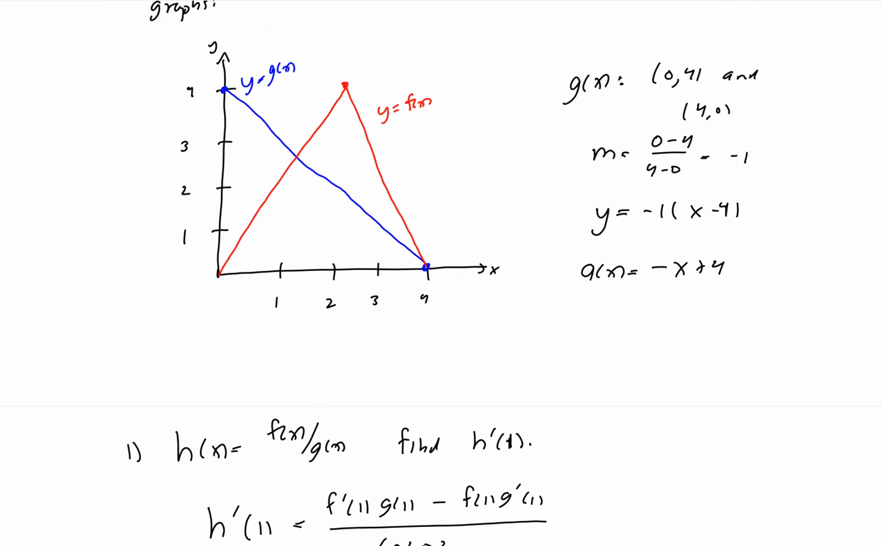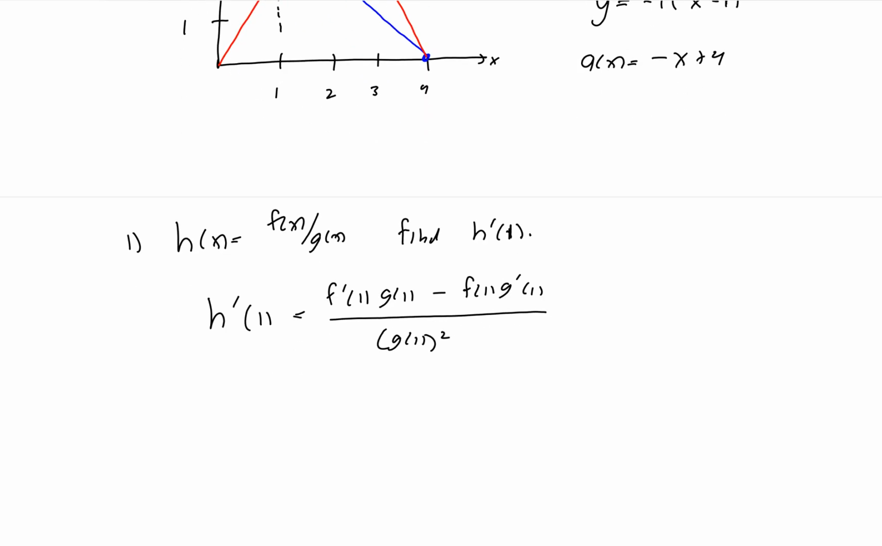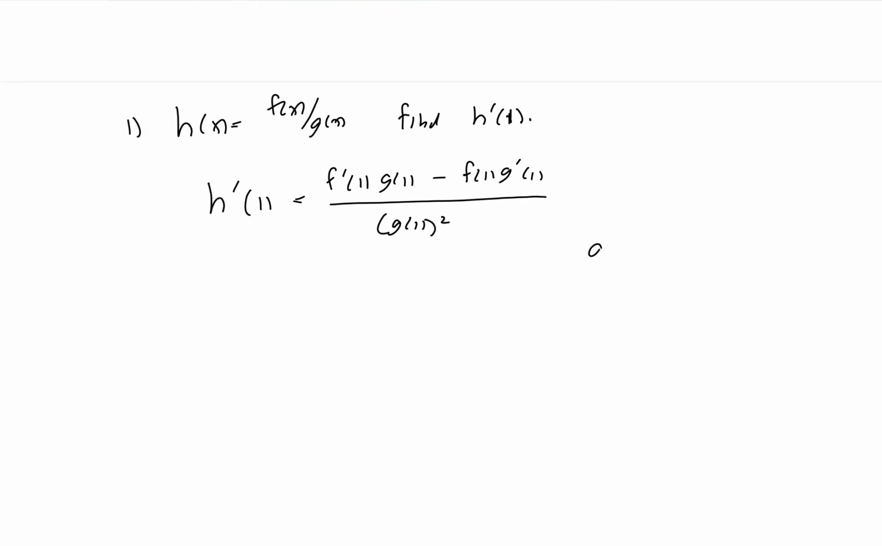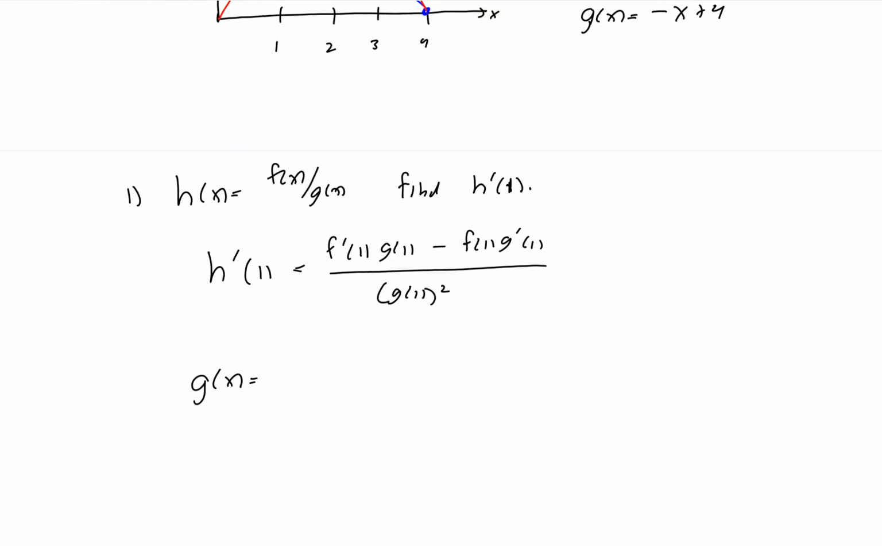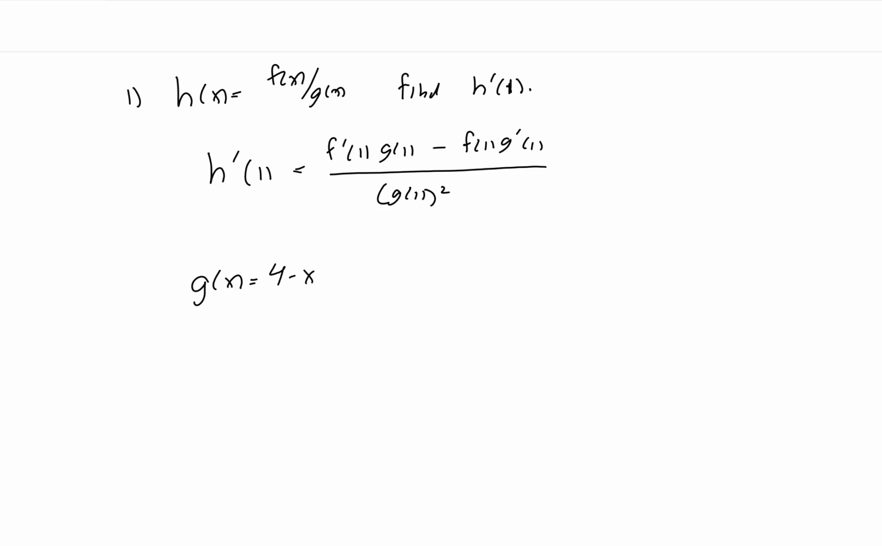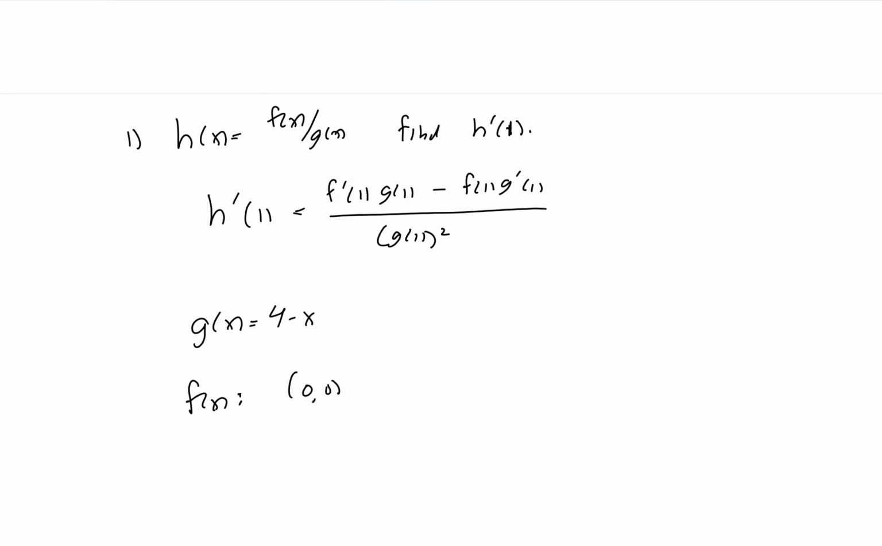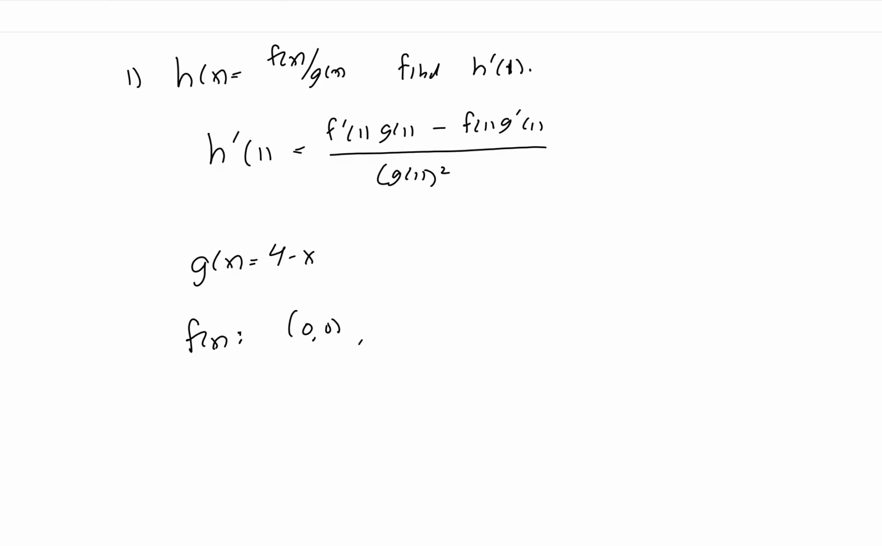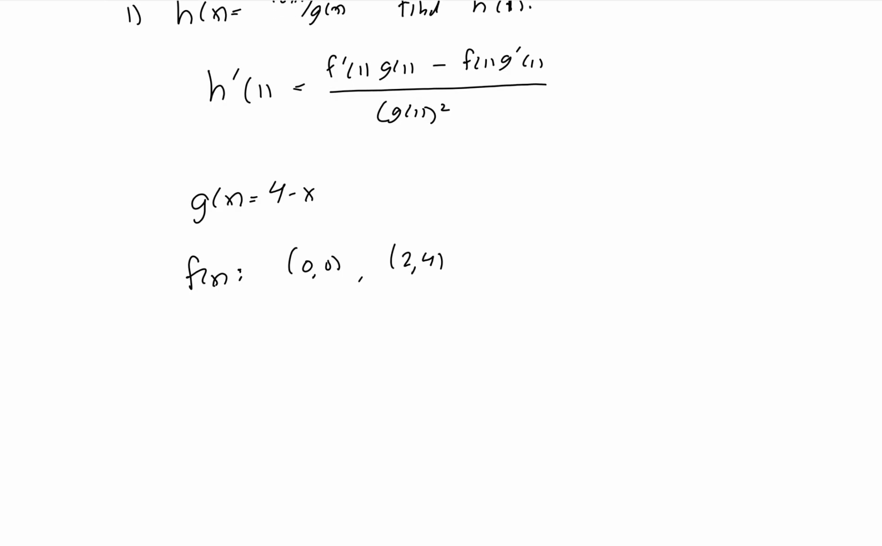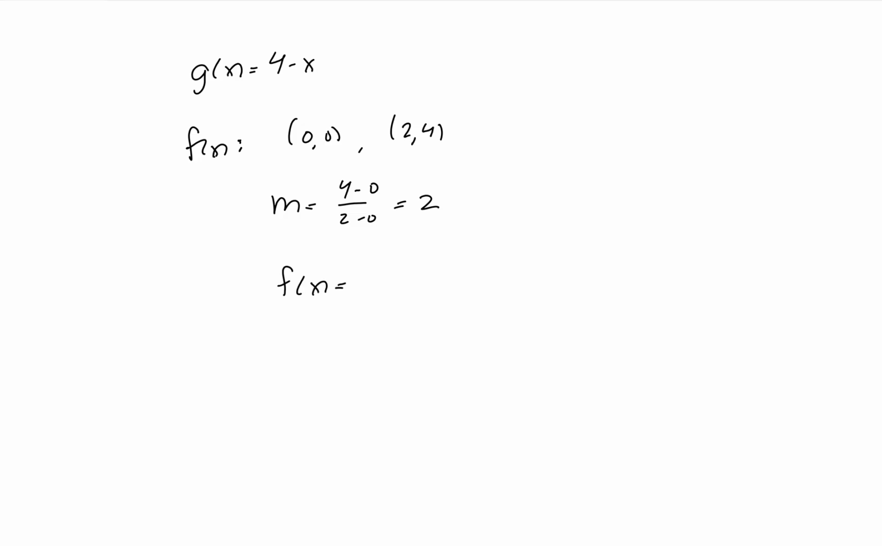And then for f, we need the part where x is 1, so we want the left part of that. So let's go down here and write our g down here. So g of x was equal to 4 minus x. And now for f of x, we know this goes through the point (0, 0) and it goes through the point (2, 4). So that means my slope here is 4 minus 0 over 2 minus 0, which is 2. So my equation can be just 2x, using the point (0, 0).